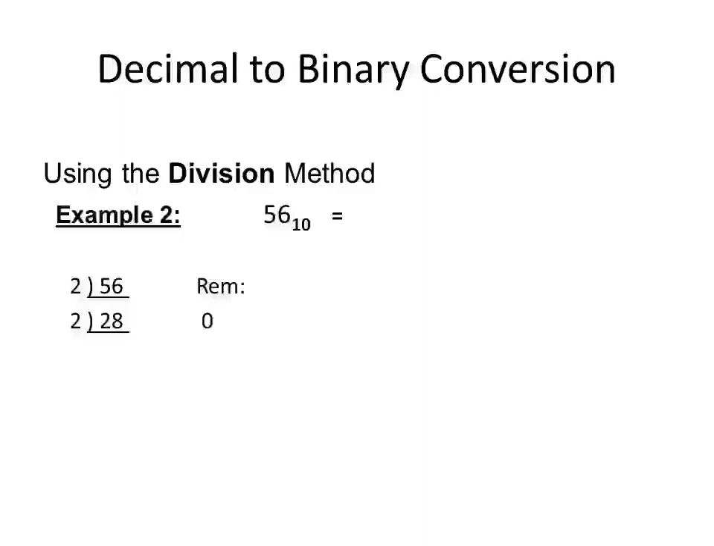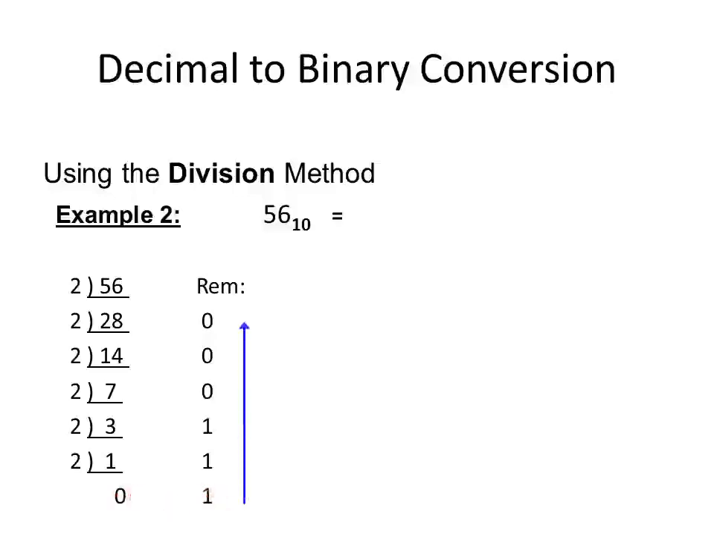Another example, in a similar manner: 56 is divided by 2, that is 28, and the remainder is 0. 14 is divided by 2, the remainder is 0. Then 7, then 3, and the remainder is 1. Again 3 is divided by 2, the quotient is 1 and the remainder is 1. Now when 1 is divided by 2, the quotient becomes 0 and the remainder is 1. Now this is written in reverse order. This binary number will be 1, 1, 0, 0, 0.